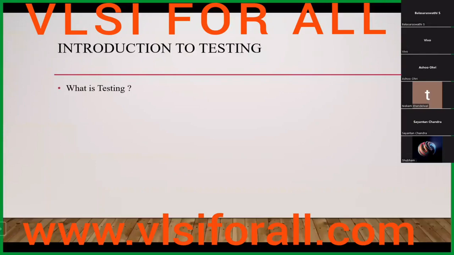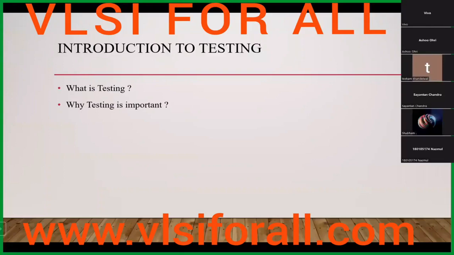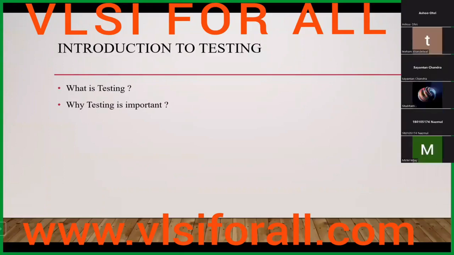Okay, so testing, we know, is the verification of the product, and the next question will be why testing is important. What do you think? If we don't test, what will happen? Anyone want to give some example or anything they think about why testing is important?